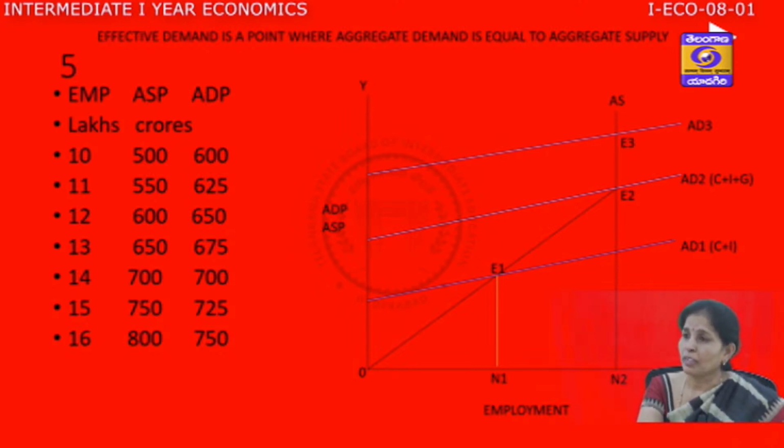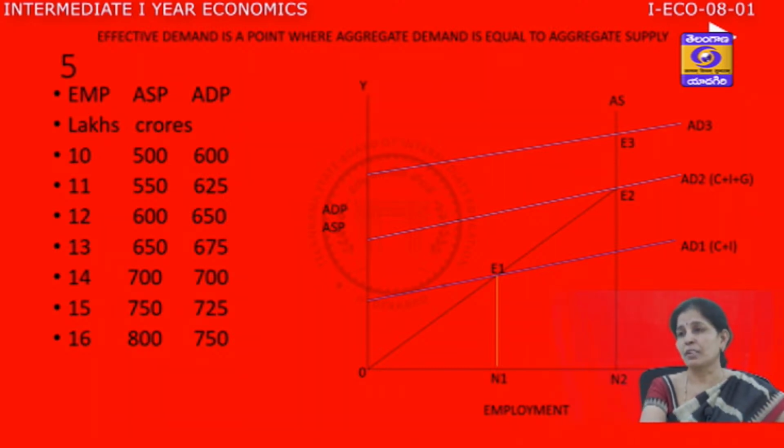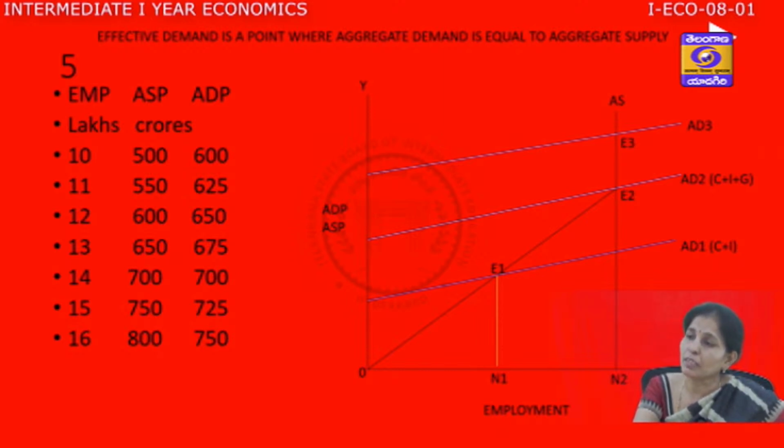E1 is the point where aggregate demand is equal to aggregate supply with ON1 level of employment. But E1 is not supposed to be the equilibrium point. It is an underemployment situation, because they consider full employment to be the equilibrium. Thereby, there is an increase in the aggregate demand.